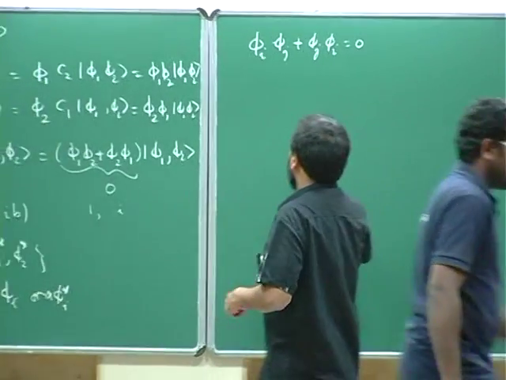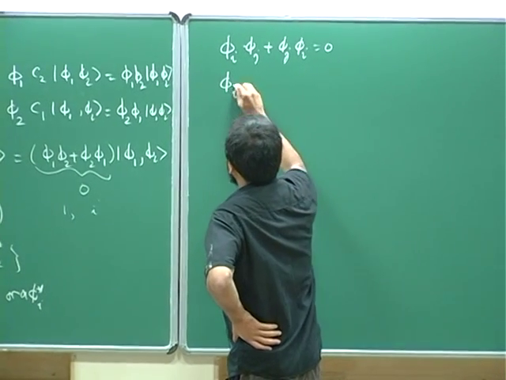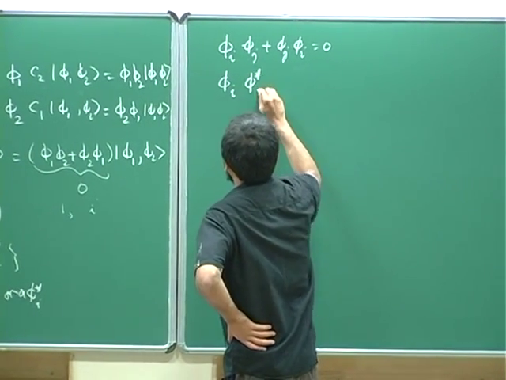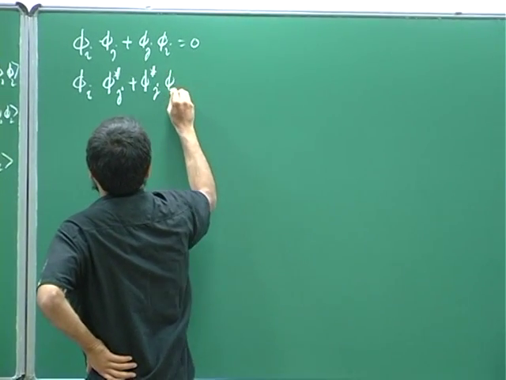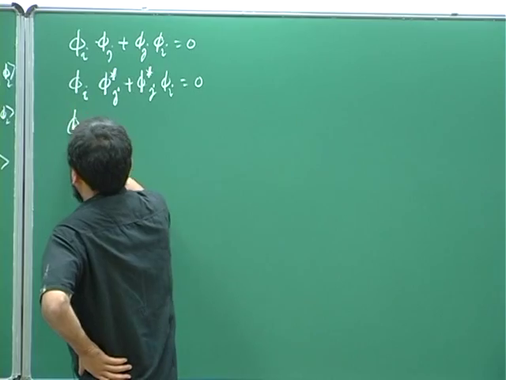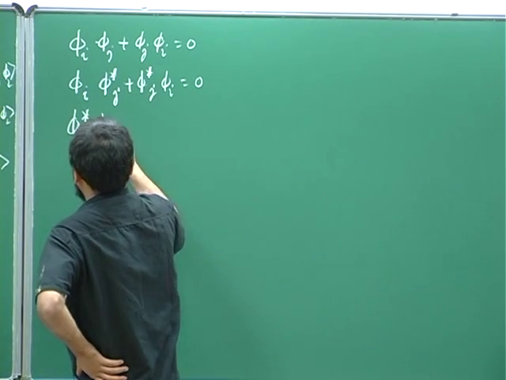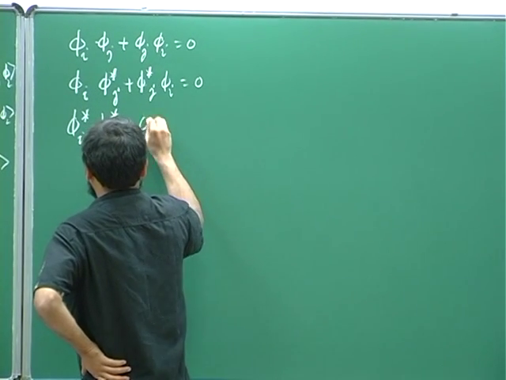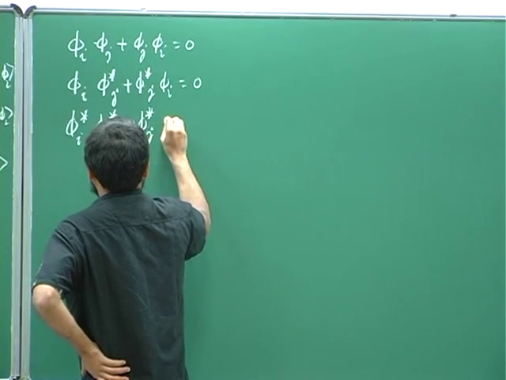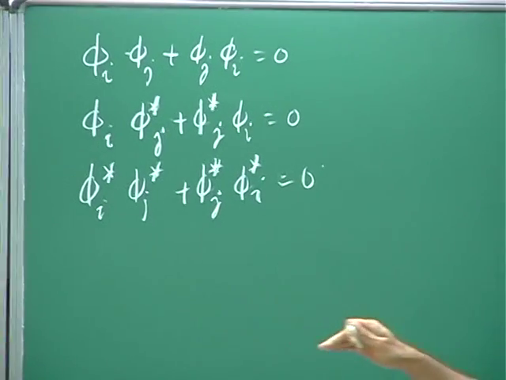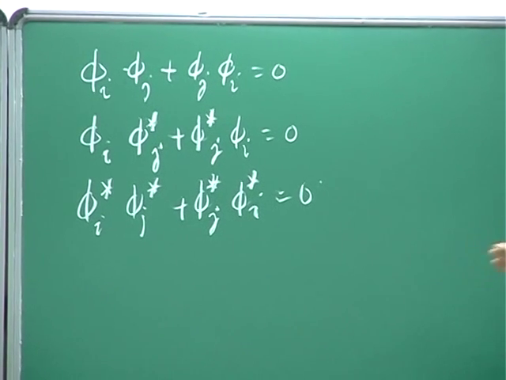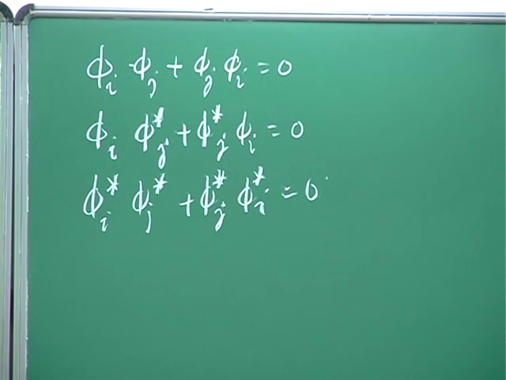I also have additional rules. Phi I, phi star j plus phi star j, phi I equals 0. And then phi I star, phi j star plus phi j star, phi I star equals 0. I have these rules. So they form the algebra. They define the algebra.